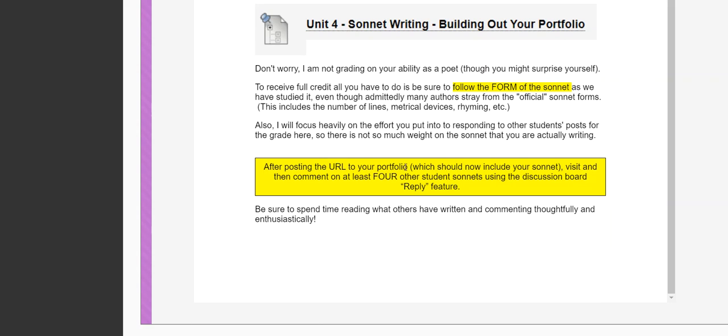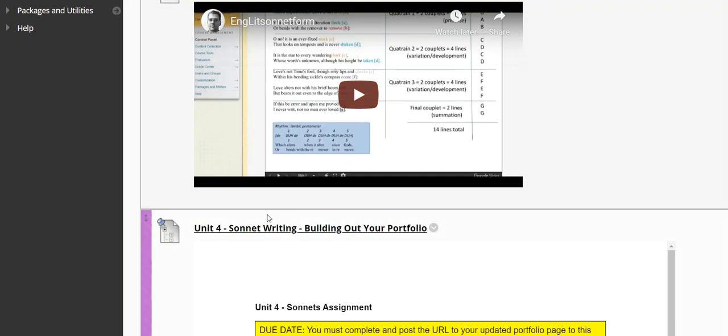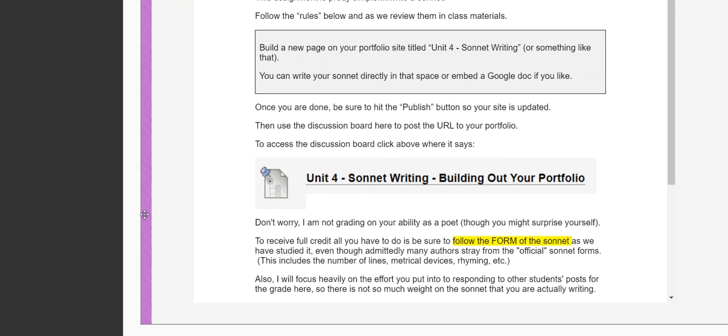So posting your updated portfolio with your sonnet. Remember, since we're on the web here, you could certainly add other stuff to that page if you want to kind of fancy it up a little bit. That would be cool to do. Visit as many as you want, but then use the reply function in the Blackboard discussion board tool here to reply to at least 4.